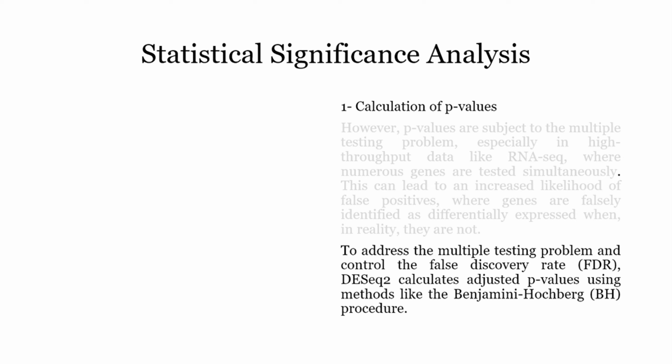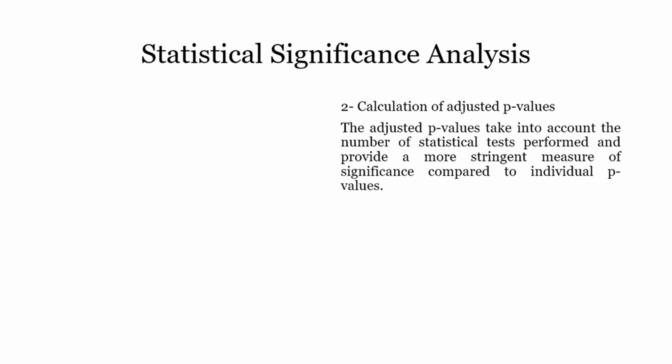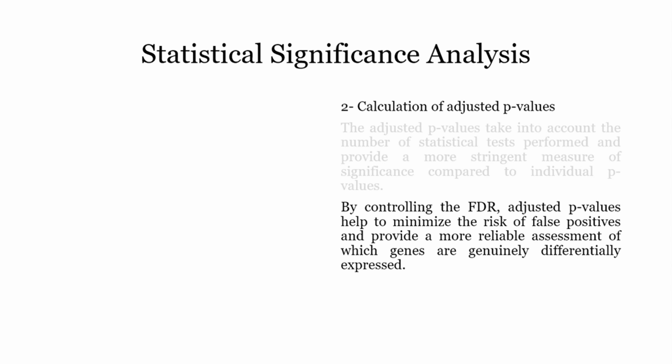To address the multiple testing problem and control the false discovery rate, DESeq2 calculates adjusted p-values using methods like the Benjamini-Hochberg procedure. So for the calculation of adjusted p-values, it takes into account the number of statistical tests performed and provides a more stringent measure of significance compared to the individual p-values. By controlling the FDR, or false discovery rate, the adjusted p-values help to minimize the risk of false positives and provide a more reliable assessment of which genes are genuinely differentially expressed.